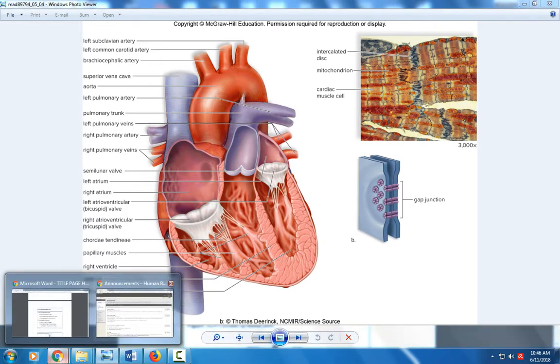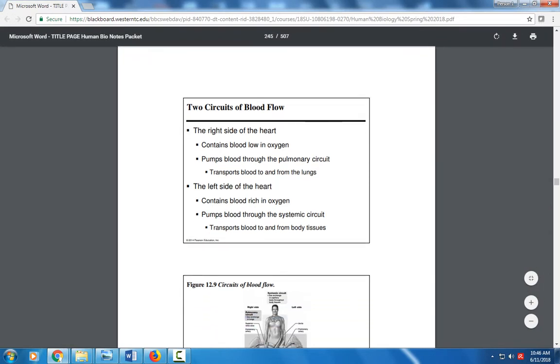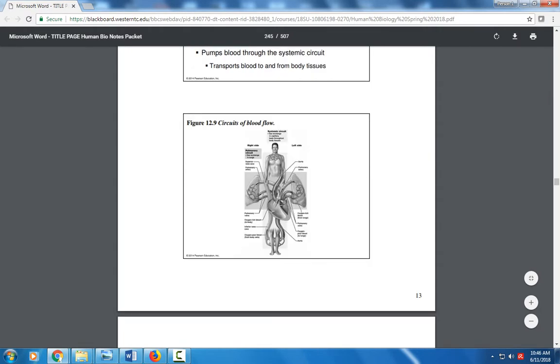So the left side of the heart is oxygen rich, and it pumps blood to the body tissues. The right side of the heart pumps blood to and from the lungs. The left side of the heart is going to and from the body tissues. So we have this circuit here that includes the lungs and shows us the blood flow.